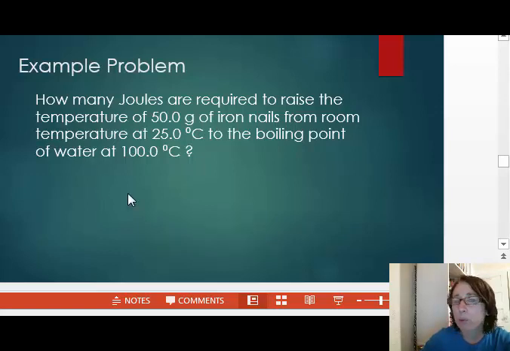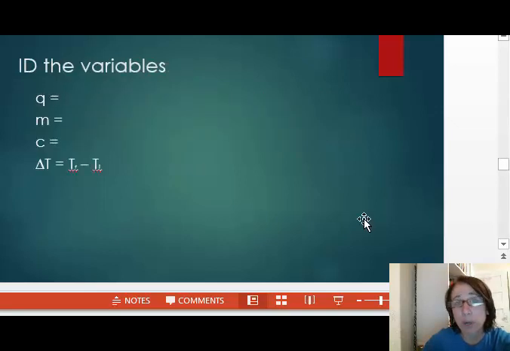Whenever we use a formula or equation to solve for an unknown value, it is really helpful to take a minute or two to identify what variables we are given. Our equation uses Q or heat, m or mass, c or specific heat capacity, and delta T or the change in temperature. The question asks us to solve for joules, so I know that I'm solving for heat in units of joules. The mass of iron is given as 50.0 grams.